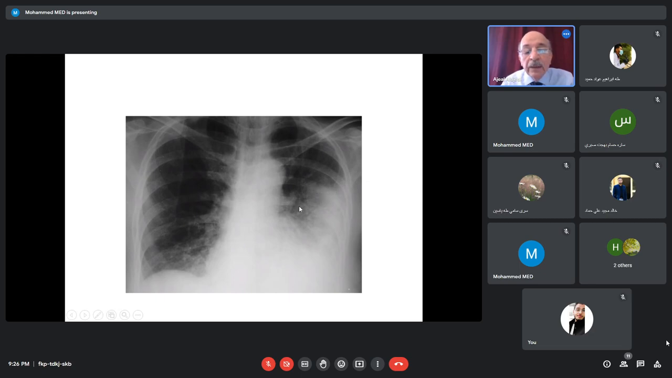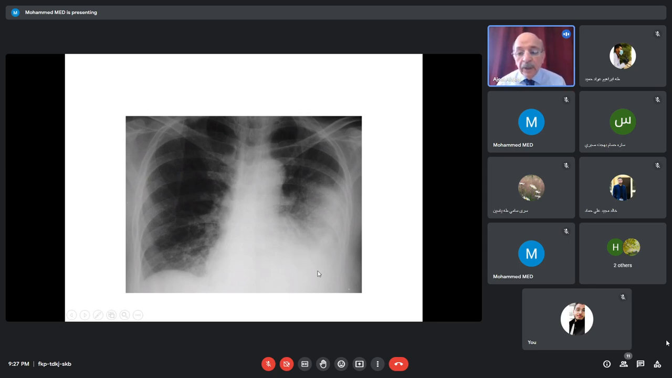Then we go over the consolidation, and the percussion is dull. Over the consolidation, dull. Why? Because there is a fluid, and there is some air. You go lower down over the pleural effusion, and it is stony dull. So stony dull lower down, just dull above it.